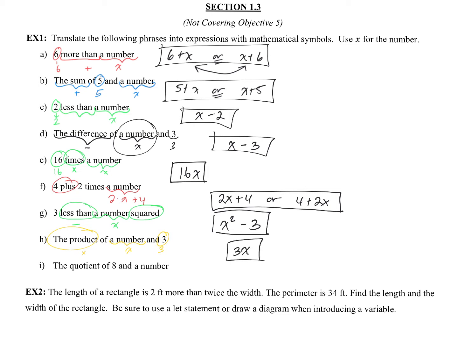And lastly, the quotient of 8 and a number. A number as usual, that's x. 8 is already a math term, and we're taking the quotient. Ooh, what does quotient mean? That means division or fraction. So in this one, careful, division is not commutative. 8 over x is not the same as x over 8. So whichever one comes first will be the one on top, which means that this is going to be 8 divided by x.